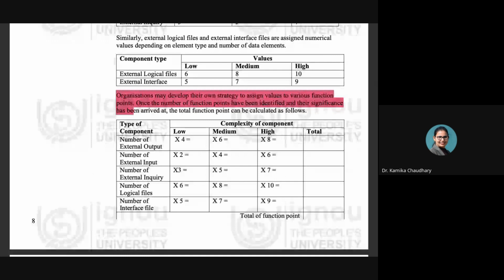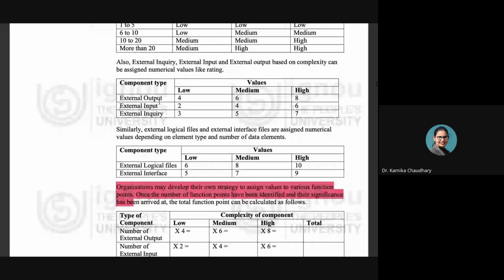Then we are going to write about, just see this section, low, medium, and high. For the external output, it has been written over here X4, X6, and X8. From where has this 4, 6, and 8 come? This has come from here only, 4, 6, and 8, right? The component name is external output. The values of low, medium, and high are 4, 6, and 8, right?